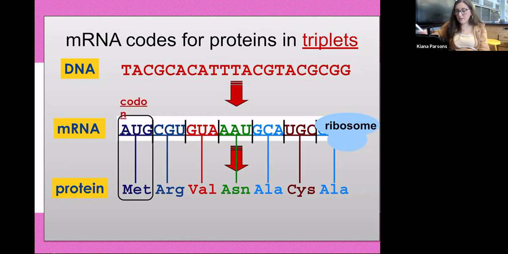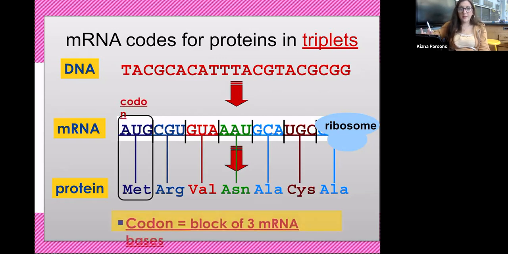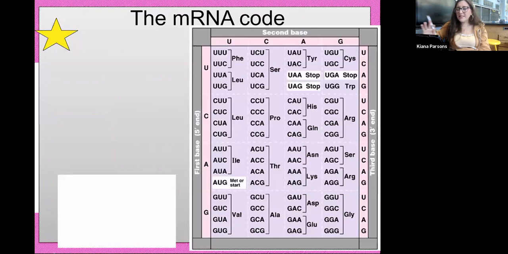Those are codons that code for specific amino acids. And a codon is, again, a block of 3 mRNA bases. But the process is actually a little bit more complex than that even. So this is the universal codon chart. It looks confusing, but we will talk about how to read it in class. But there's a couple of things that you need to know about it.